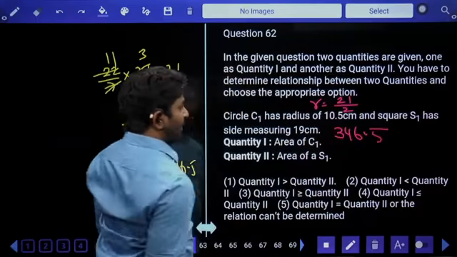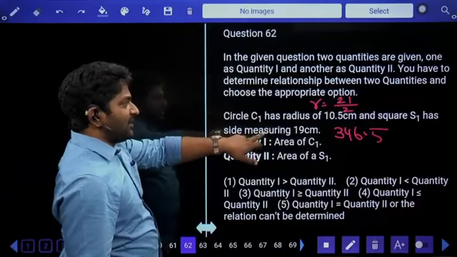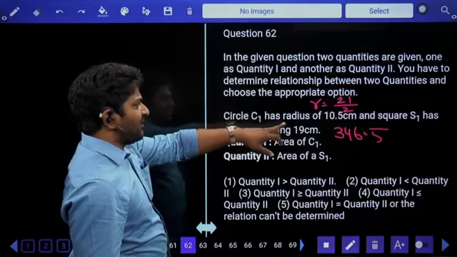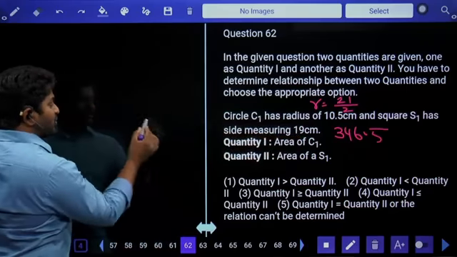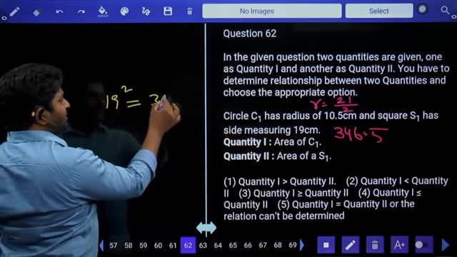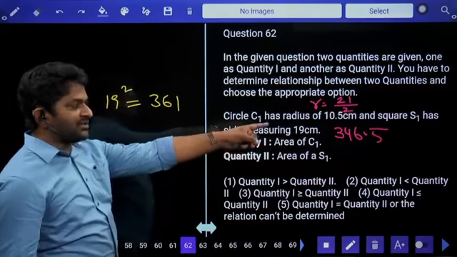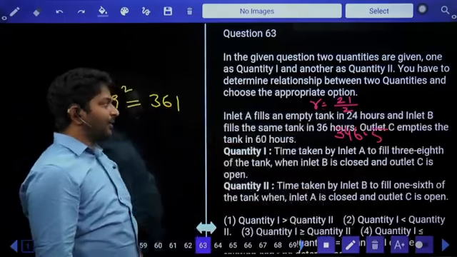So 346.5 we have. Now Q2, area of the S1. Circle C1 has a radius and a square S1 has a side measuring 19. Area of the square is a square, that is 19 square, which is equal to 361. Q1 was 346.5, Q2 361. Q1 less than Q2 concluded.